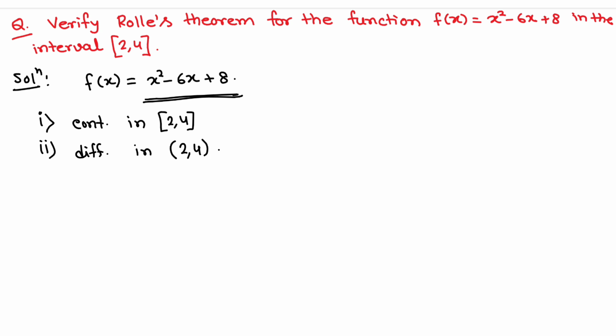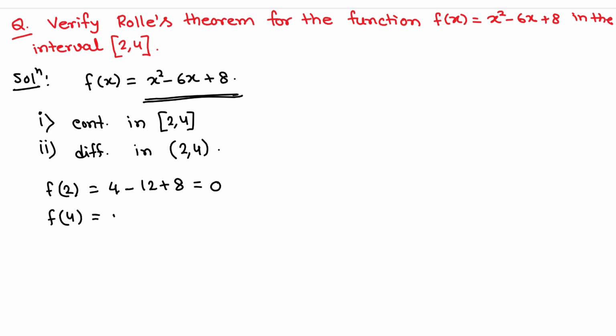Now you just have to find the values at the endpoints, so f of 2 and f of 4. So what is f of 2? F of 2 means 2 square, so 4 minus 12 plus 8, so this is equal to 0.